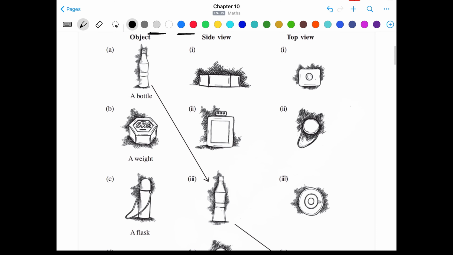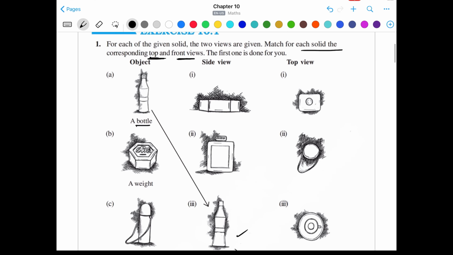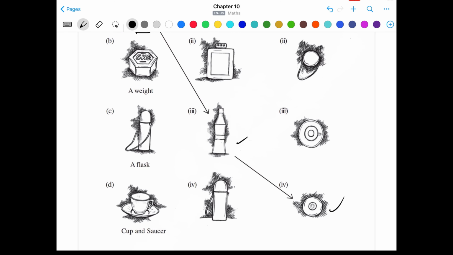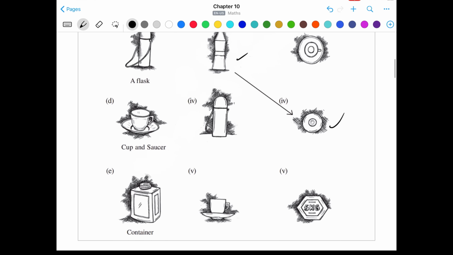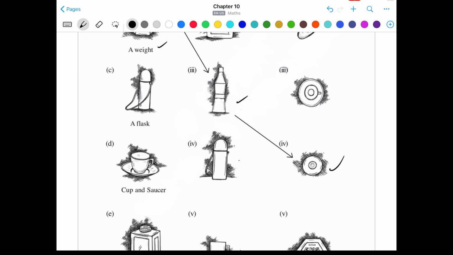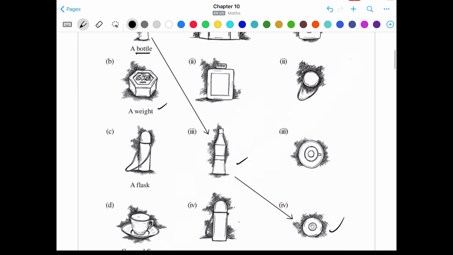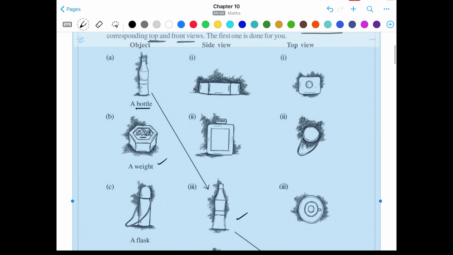First one is already matched. We have given a bottle, so this one is its side view and this one is the top view of the bottle. Next one is a weight, which is of 5 kg. So looking at all the figures, this appears to be a cup, this a water bottle or thermos or a flask. This is already a bottle and this is not looking like a weight.